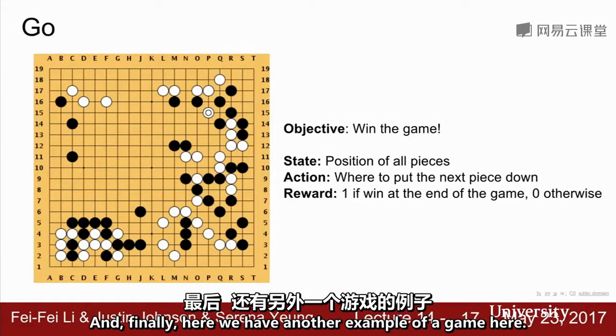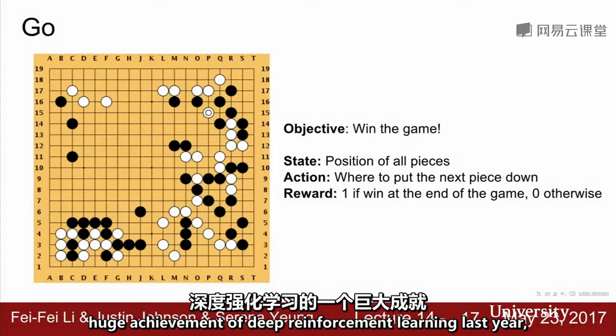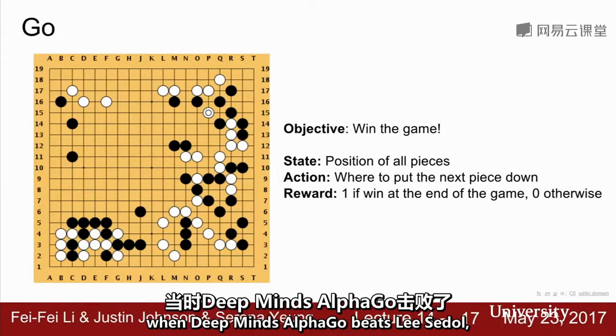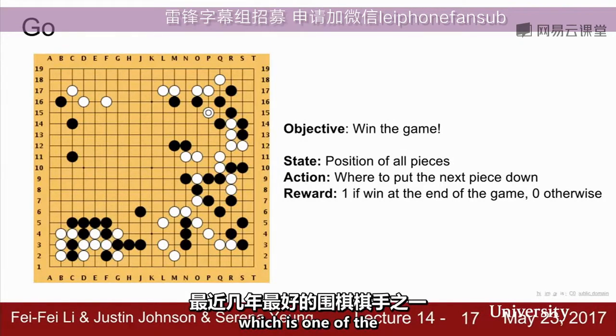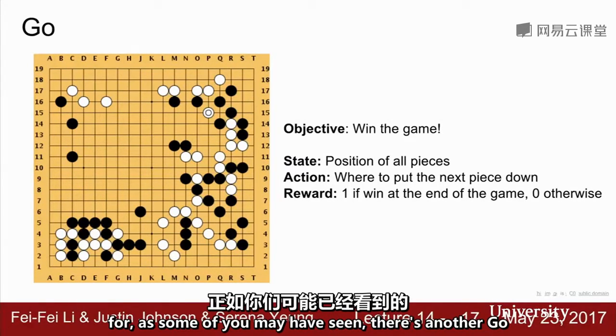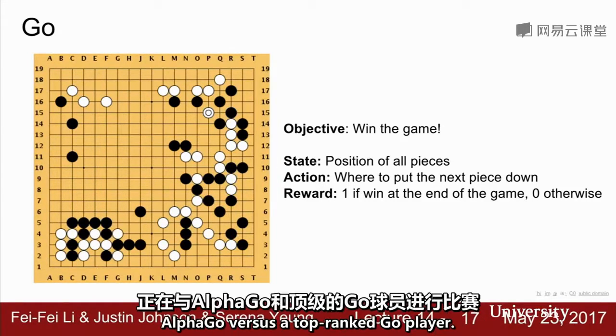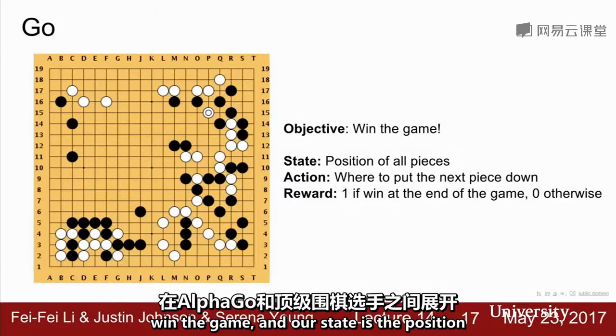And finally, here we have another example of a game. It's Go, which was a huge achievement of deep reinforcement learning last year, when DeepMind's AlphaGo beat Lee Sedol, one of the best Go players of the last few years. And this is actually in the news again. As some of you may have seen, there's another Go competition going on now with AlphaGo versus a top-ranked Go player. And the objective here is to win the game.